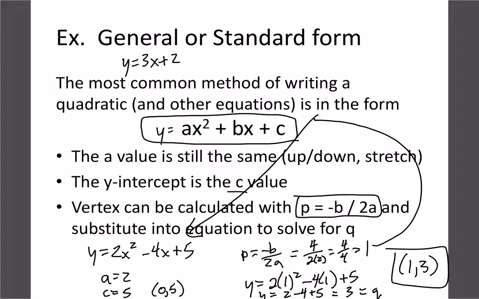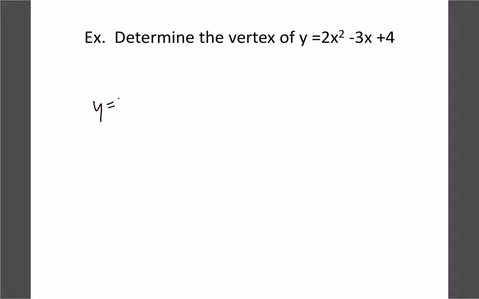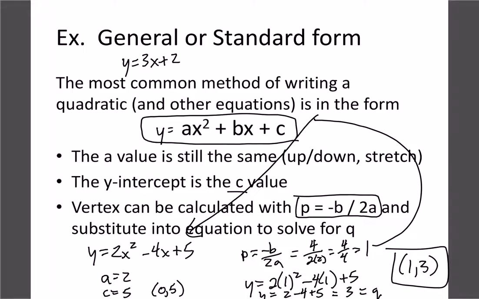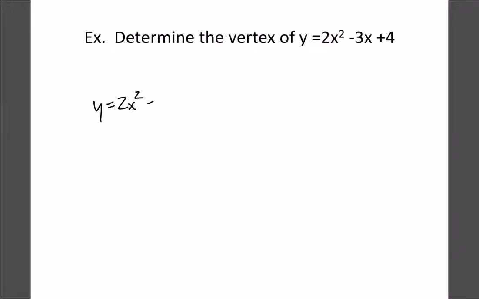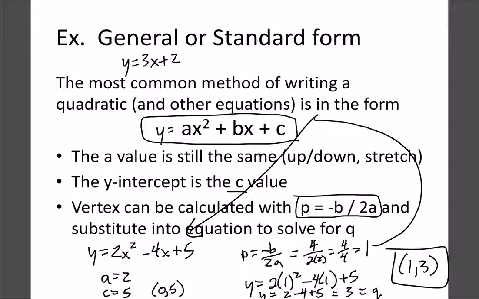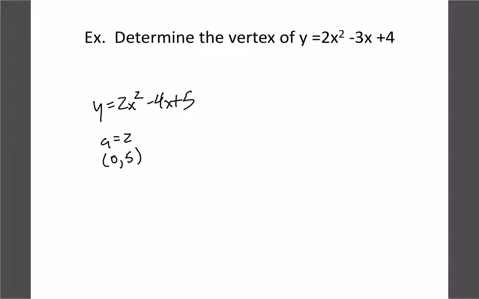So let's just do that. I'll do it on the next page so I got a little bit more room. So remember from our original equation, I'll just rewrite it here. We had y equals 2x squared minus 4x plus 5. Okay, we knew that a was 2. We know that a coordinate was (0, 5). And we just calculated p. P ended up being 2 as well, I think, right? P was 1.